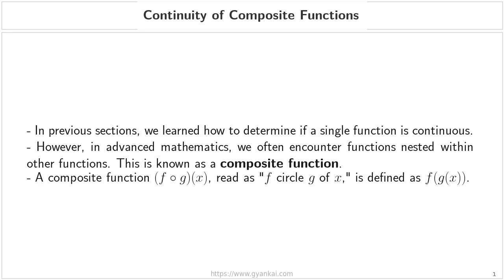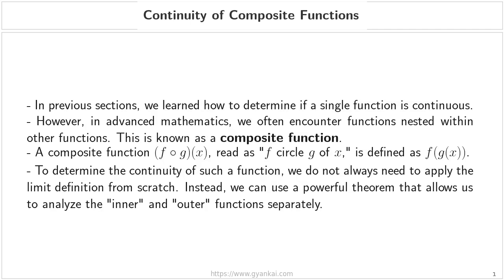To put this into mathematical terms, a composite function, written as f circle g of x, is defined as f of g of x. In simpler terms, this means the output of the first function, g, becomes the input for the second function, f. Now, the main goal for today is to determine the continuity of these types of functions. The good news is that we do not always need to apply the formal limit definition from scratch, which can be quite tedious. Instead, we can utilize a powerful theorem, which we will explore in the upcoming slides, that allows us to simplify the process by analyzing the inner and outer functions separately.